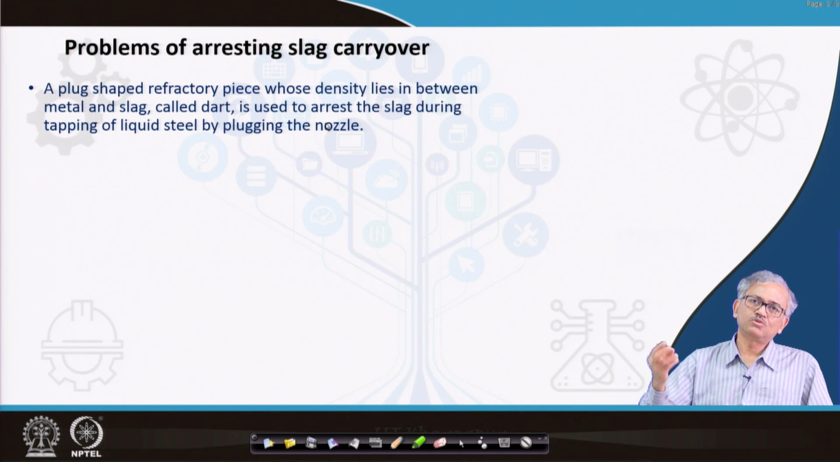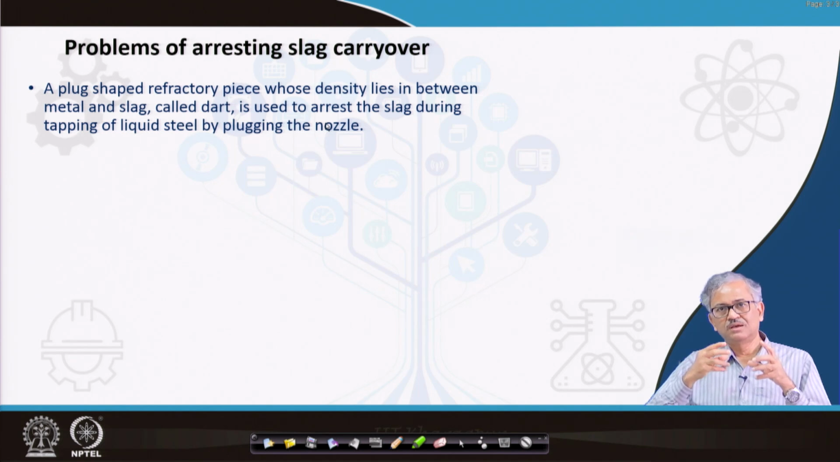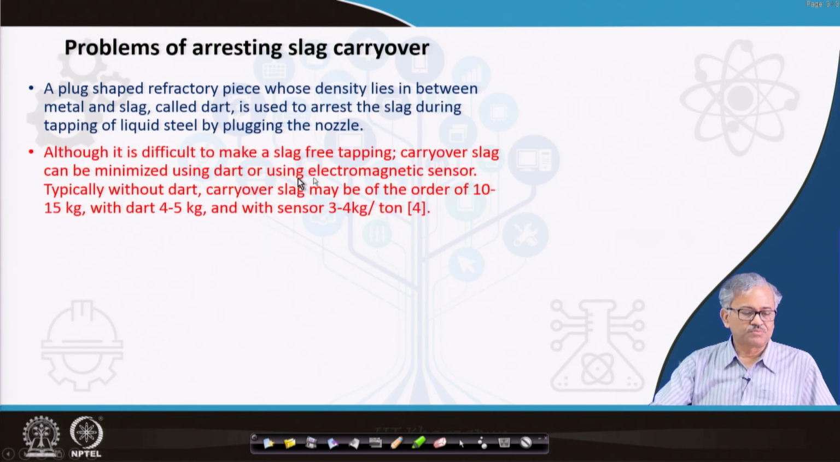Then we use the electromagnetic sensor, because if you use the sensor, then when the slag starts coming into the drain sink, the signal will suddenly change and you can stop it. That improves things a little, but still carryover slag cannot be stopped completely. So, although it is difficult to make slag-free tapping, carryover slag can be minimized using a dart or electromagnetic sensor. That is possible.